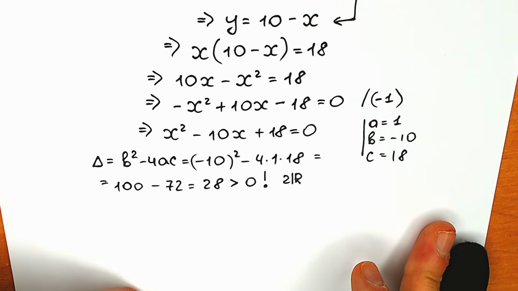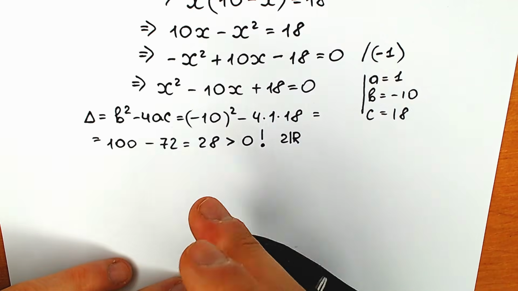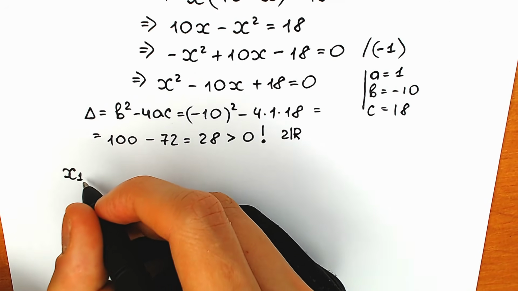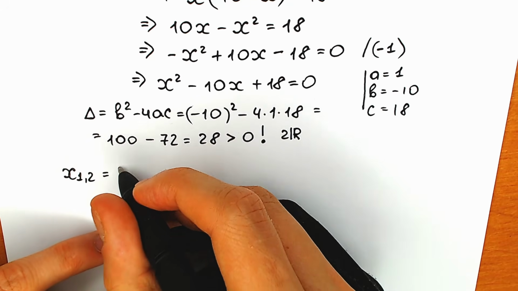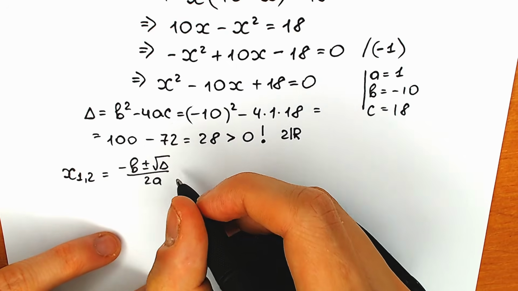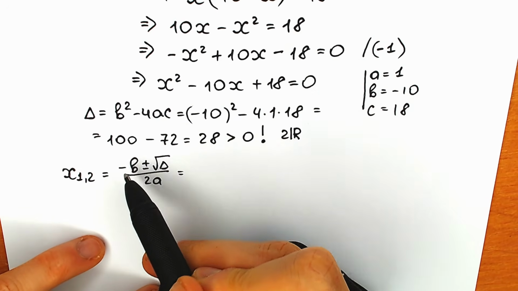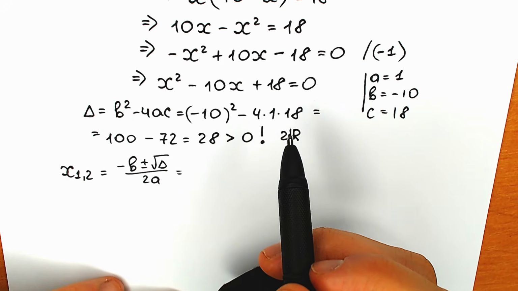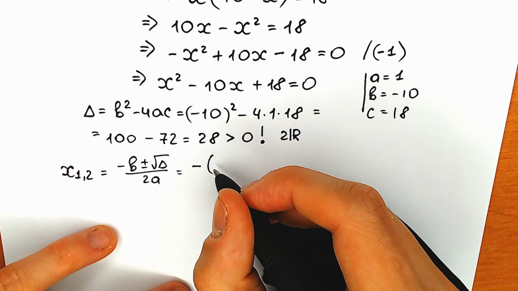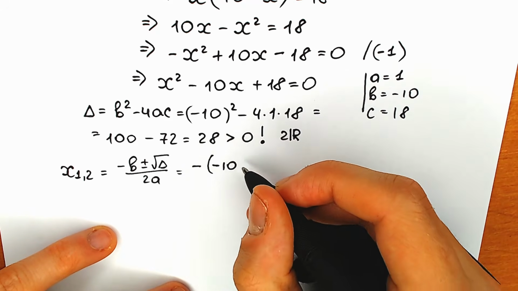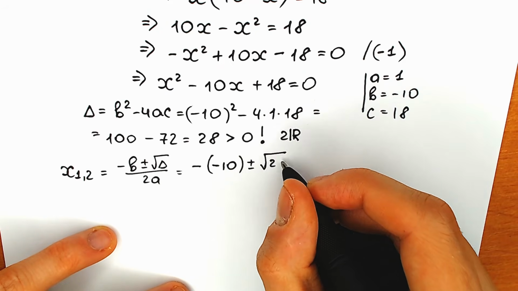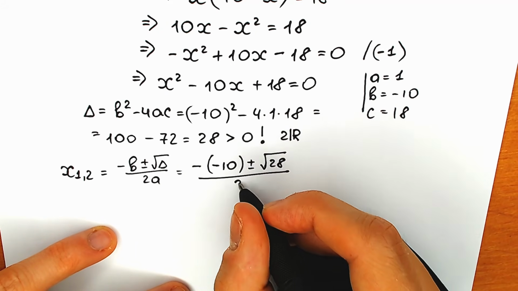So that's why let's solve this question for x first and x second. They equal the well-known formula: minus b plus minus square root of d, all over 2a. Right now we know everything: the discriminant and all of these coefficients a, b, and c. So let's plug in. Minus b equals minus 10, plus minus square root of the discriminant, square root of 28, all over 2 times 1.